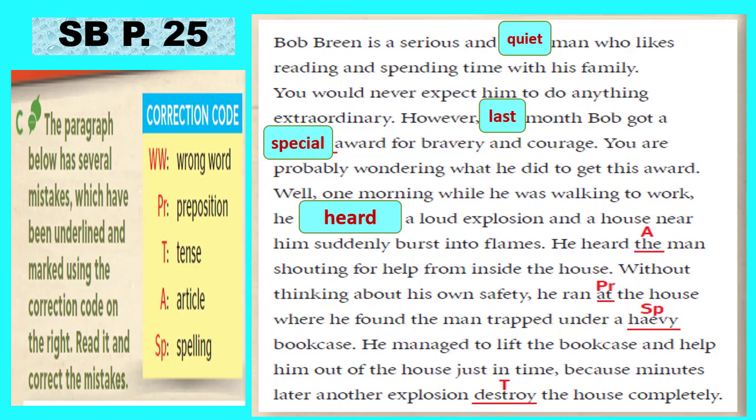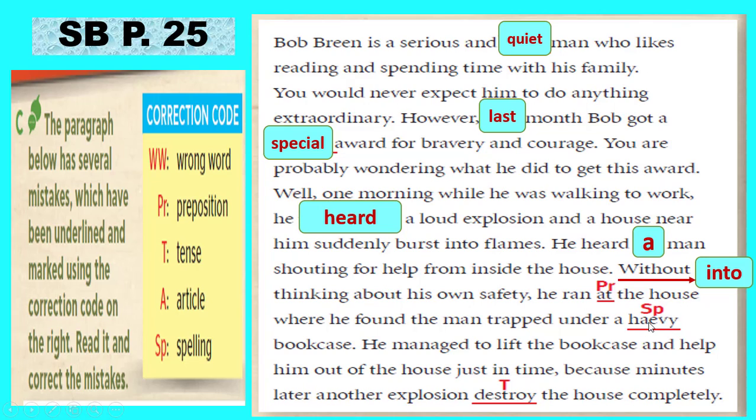After that, he heard the man shouting. Okay, here he needs to change the article. We cannot use the because he doesn't know the man, so it's supposed to be he heard a man shouting. Without thinking about his own safety, he ran at the house. At is mistaken. We need to change it with another preposition. He ran into the house, where he found the man trapped under a heavy bookcase.